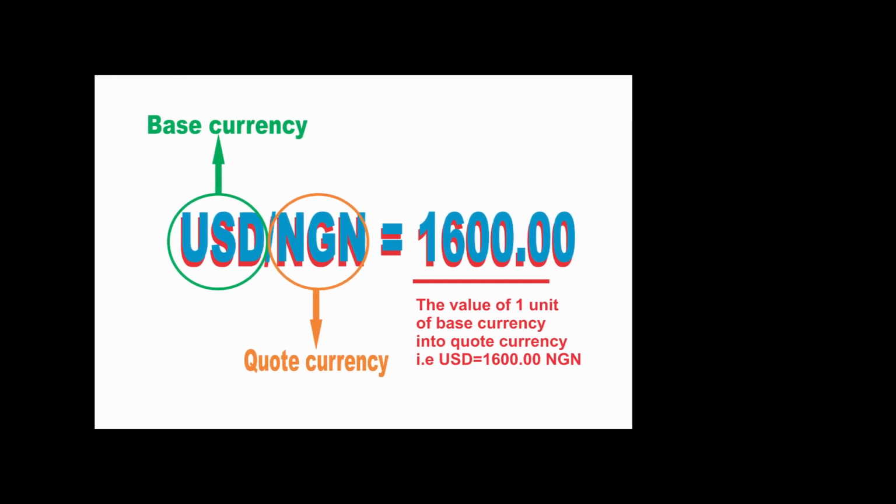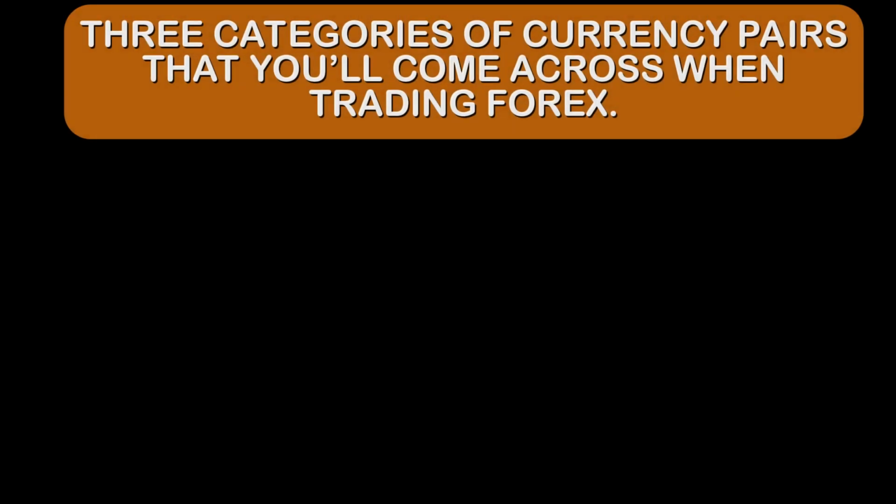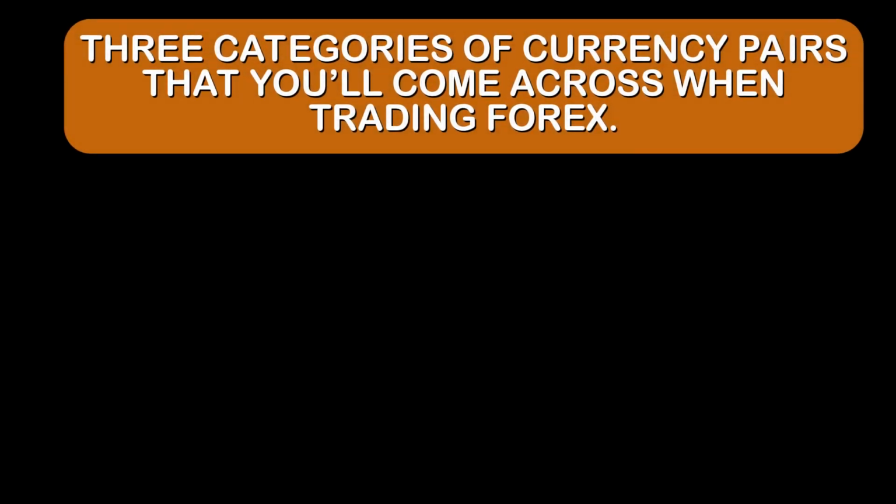So that's it. If you are selling the pair, you are selling the base currency and receiving the quote currency in return. Now let's briefly discuss the three categories of currency pairs that you will come across when trading forex. Number one is major pairs. These are the most traded pairs in the world, and they always include the US dollar as either the base or the quote currency. Examples of these major pairs are EUR/USD, GBP/USD, USD/JPY. Major pairs are known for their liquidity and typically have low spreads. Check out the video where I explained spread to understand what spread is all about.